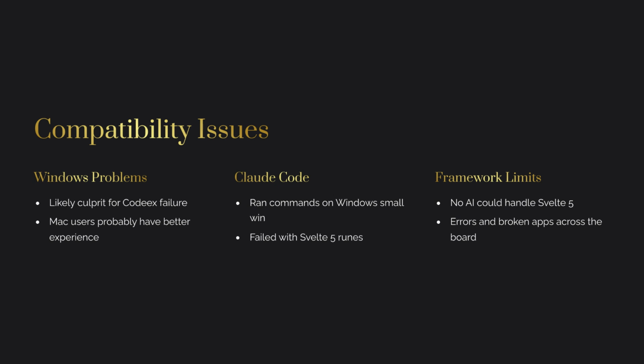Still, I tried asking it to write Svelte 5 code using runes, and even in 2025, it still couldn't handle it. So for comparison, I ran the same prompt in Claude Code and Firebase Studio. Claude also took its sweet time but managed to run commands on Windows, a small win. But like all the others, it couldn't figure out Svelte 5 runes. It tried, bless its heart, but failed with errors and a broken app.